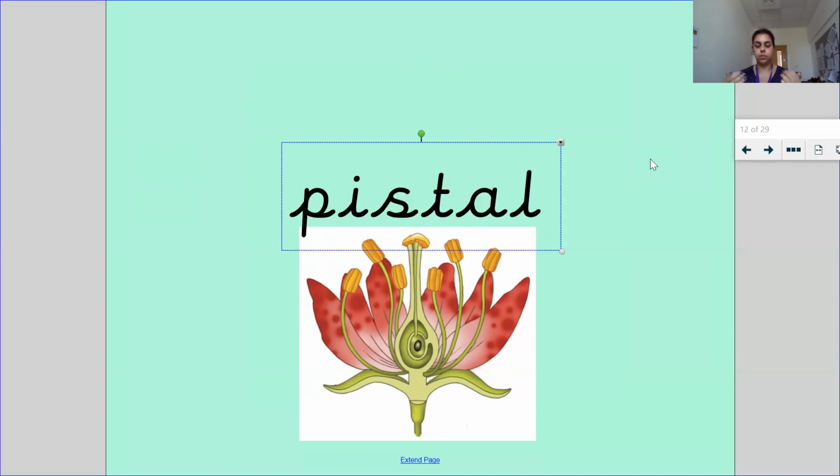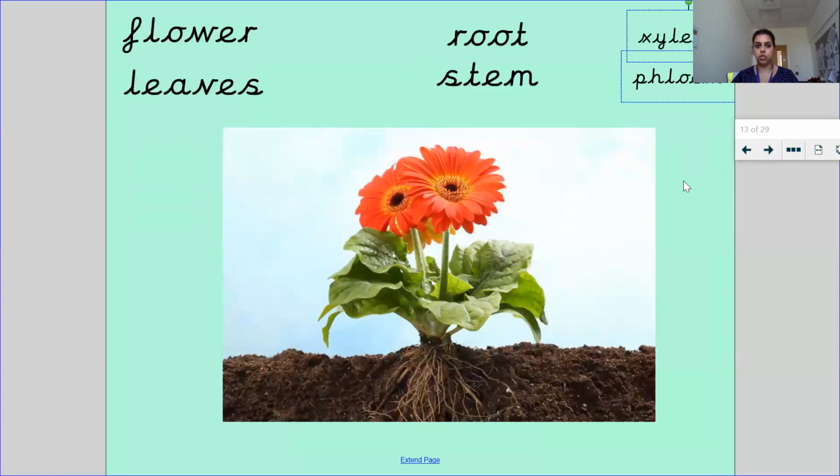Now let's have a look at a few more words that you will definitely have heard of in other year groups. So we've got the flower, leaves, root, stem, and there's two other words here that you might have heard of, but you might not have. I'm going to come on to those in a moment.